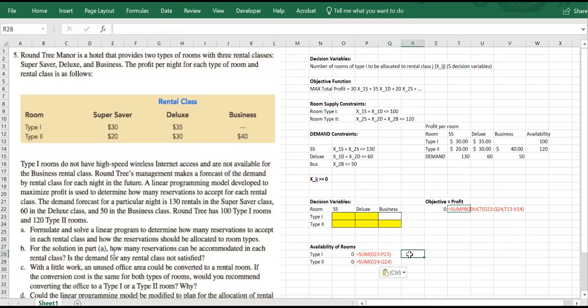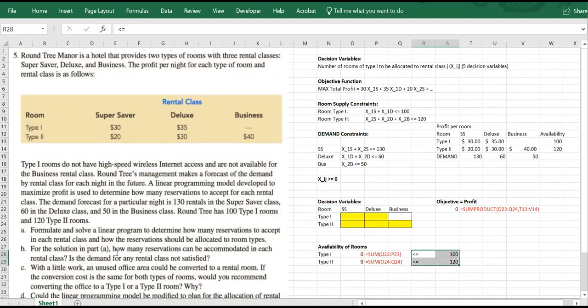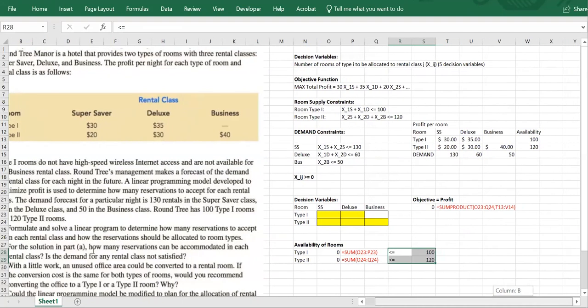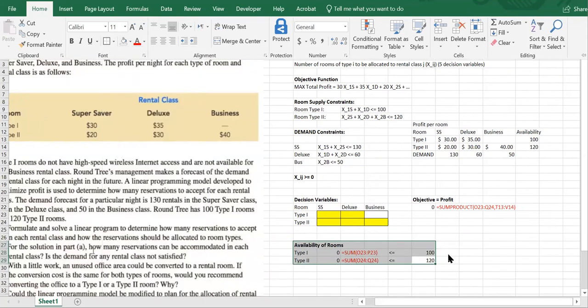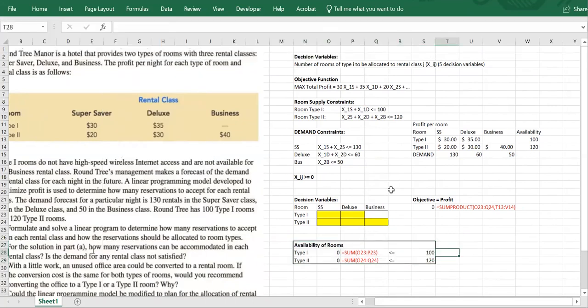All right. And then we want these to be less than or equal to 100 and 120. All right. So that's the availability of the rooms. And that's the first set of constraints. And then we're going to write down the second set of constraints.